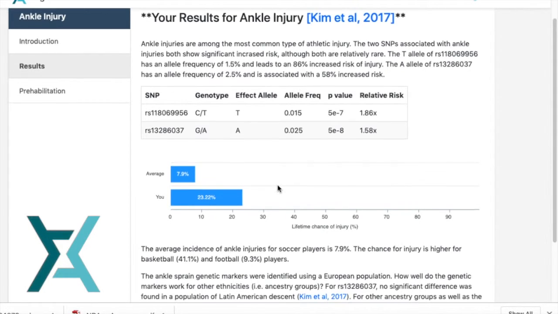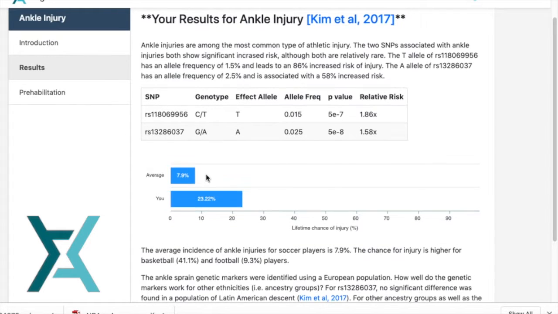Down here in the graph, we show the results for soccer players. 7.9% of the time they have ankle injuries. That frequency can be higher for different sports, like it's higher in football players and basketball players. A person carrying a T and an A would have increased risk for ankle injuries. So in this case, 23% increased risk. And again, this is the type of knowledge that might let this person train smarter with stretching and strengthening exercises to try to avoid this injury.